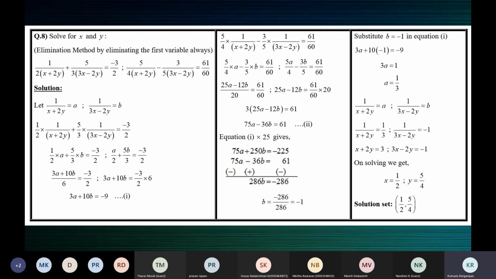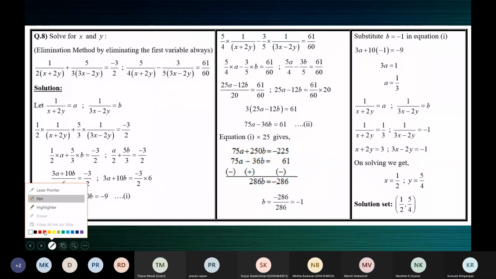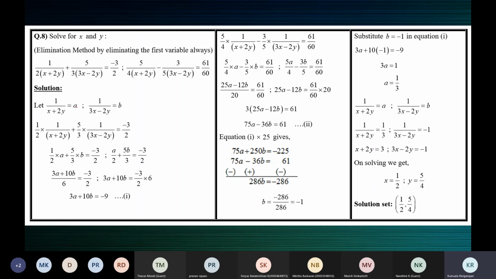So these are the major steps. We use a and b. We rewrite these two equations in a and b. So you can see here, we use a and b and get the two equations. This is the first equation. Here's the second equation.